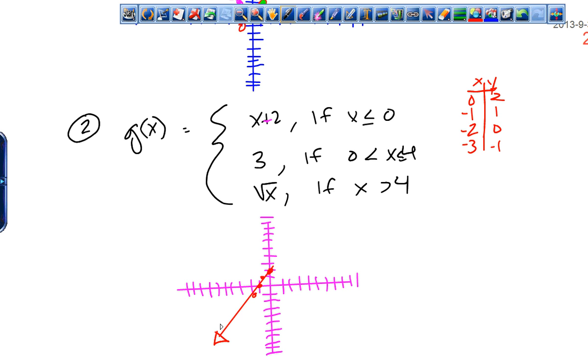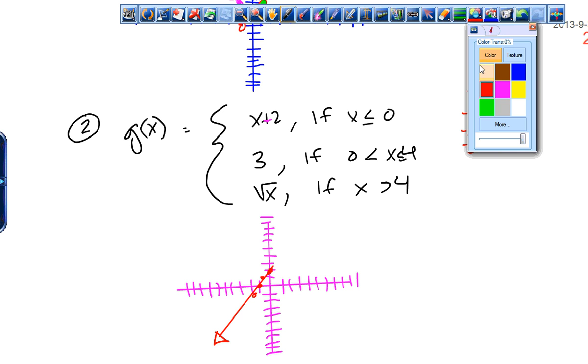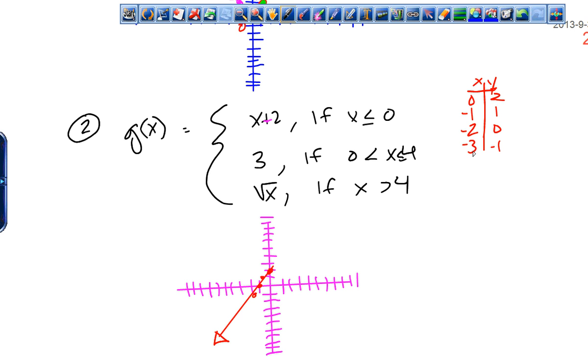The next piece says just 3. So what? That's a constant. So what does that mean? It's a straight line. Is it vertical or horizontal? Horizontal. So that means, if you want, you can do XY charts again. We're going from 0 to 4. What's my y value going to be the entire time? So from 0 to 4, 1, 2, 3, I got a y value of 3. Open circle at 0, closed circle at 4. I'm connecting my dots.